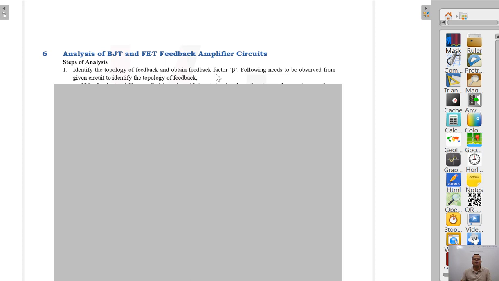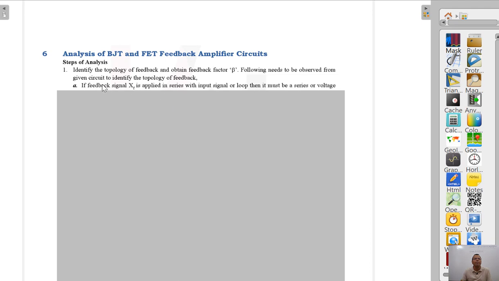So for identification of topology, there are some set of rules. We need to observe the following rules from the given circuit to identify the topology of the feedback. Let us see these rules one by one. If the signal XF, what is signal XF? Signal XF is the feedback signal. If signal XF is applied in series with the input signal or input loop, then it must be a series or voltage mixing.